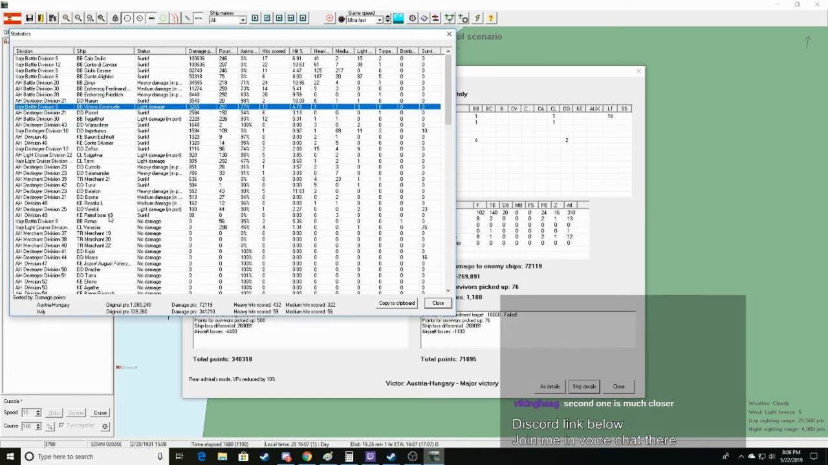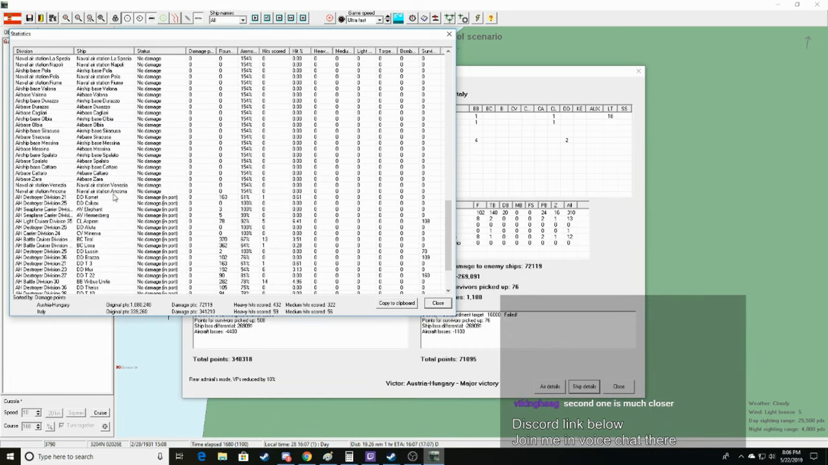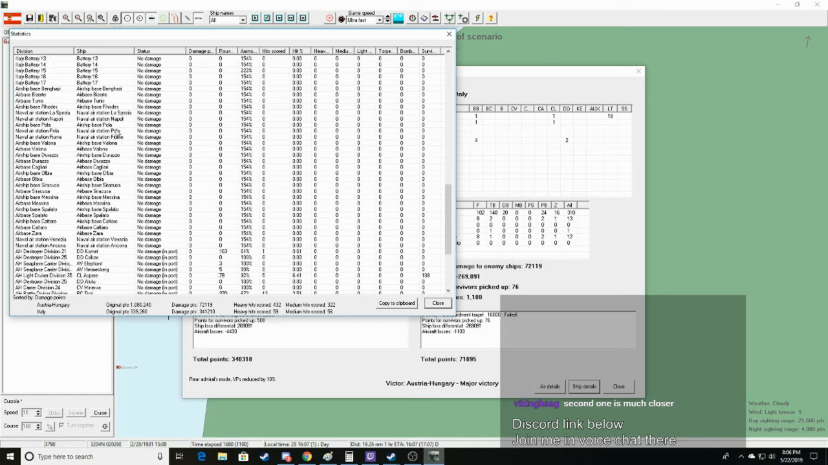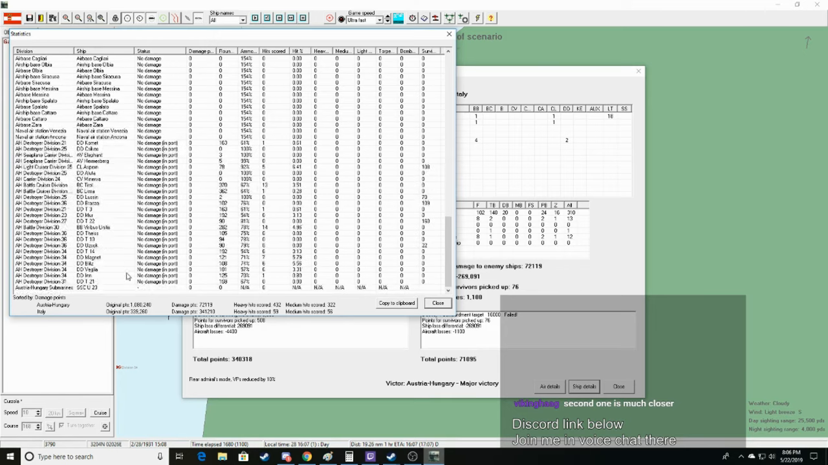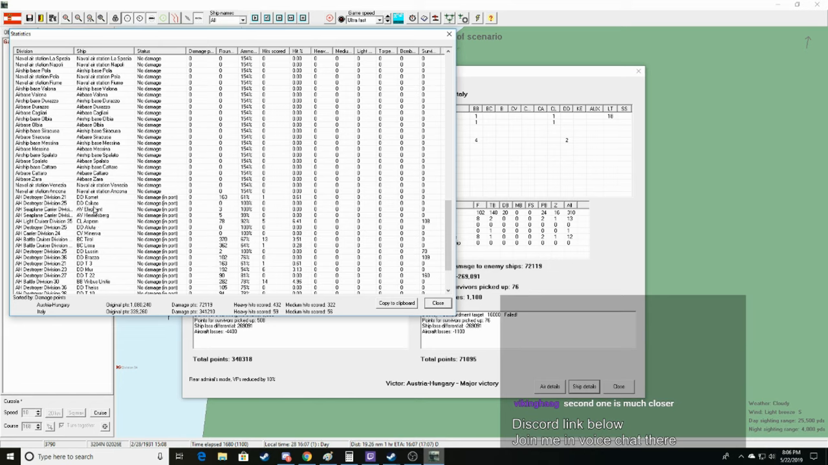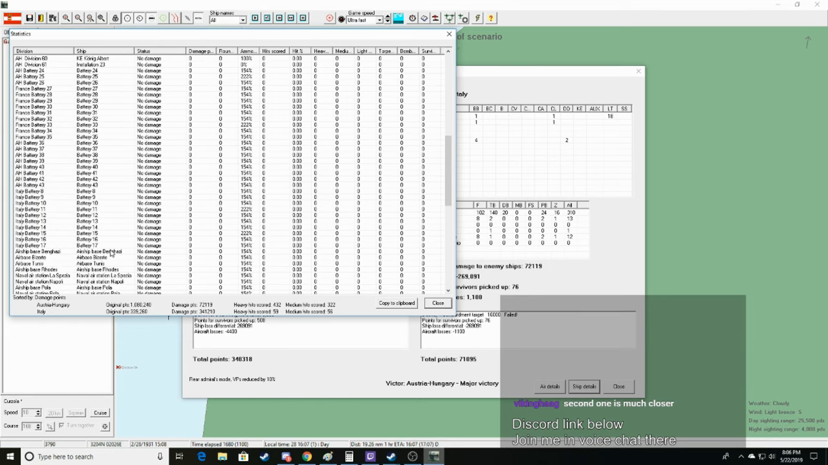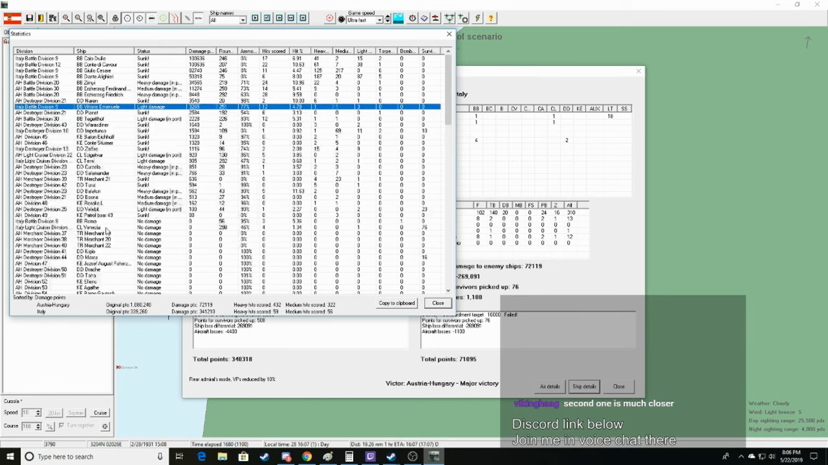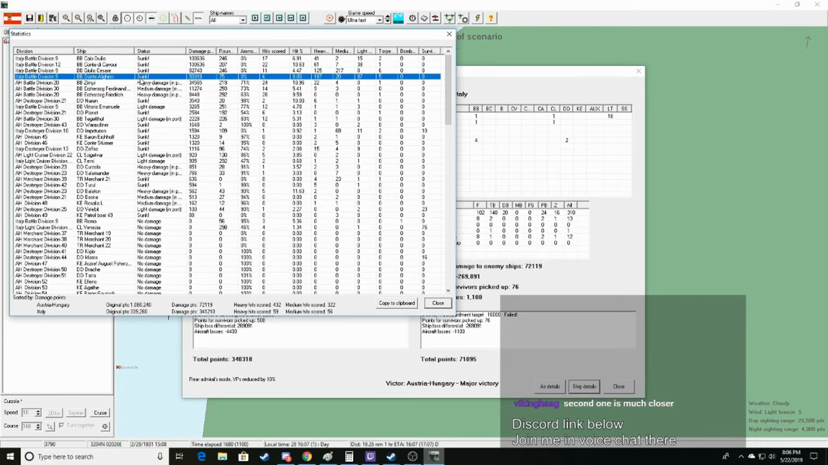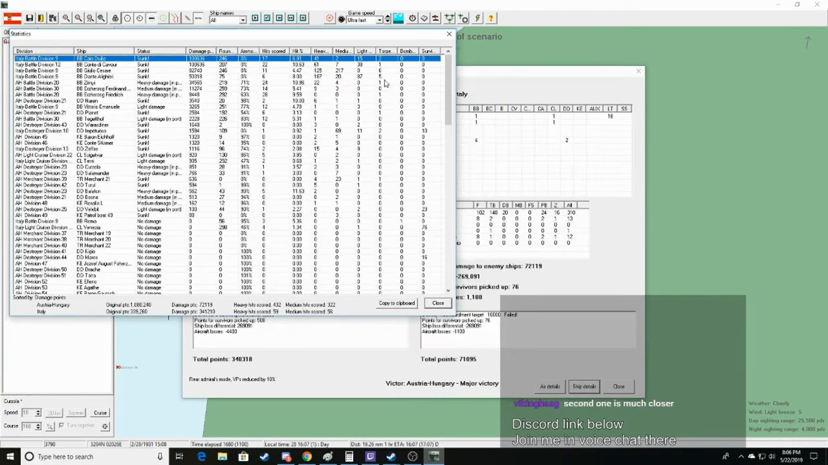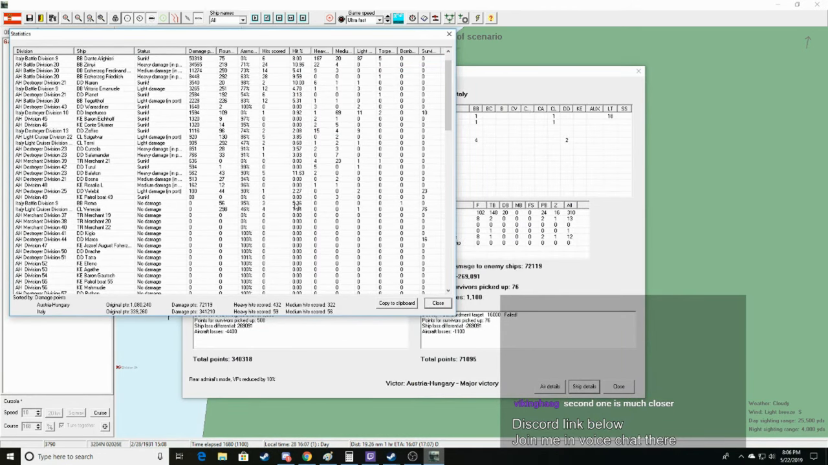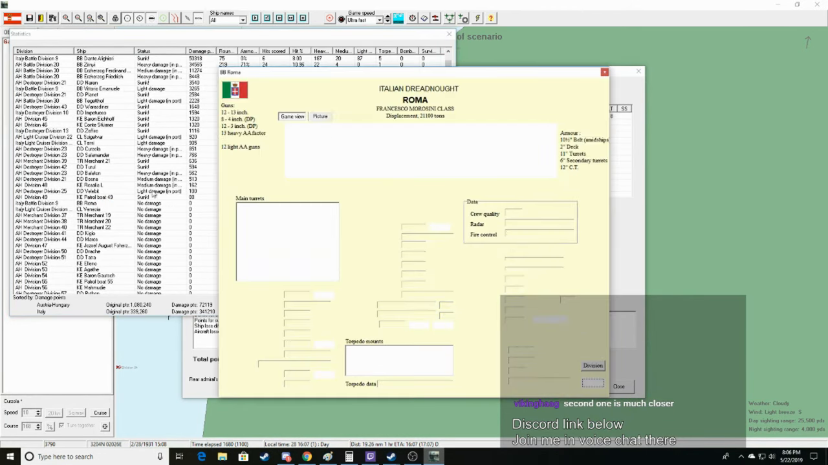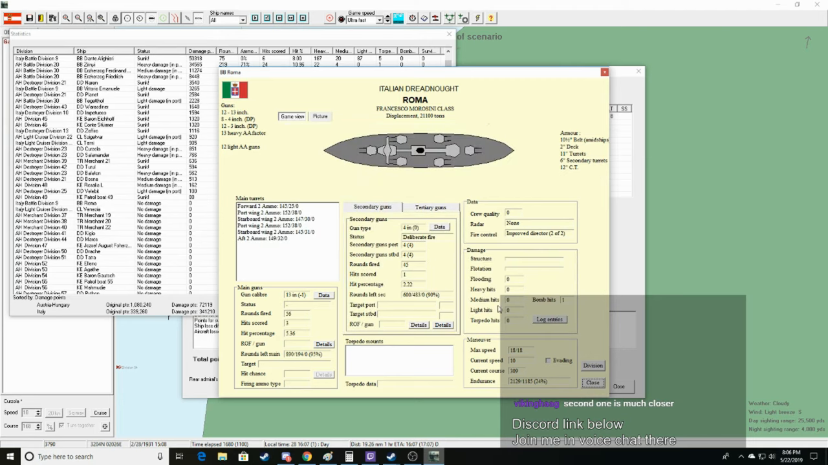So, our carrier, where are you on? Okay. Where is our carrier? The carrier survived without any damage, and I want to see if I can see what its aircraft hit. I don't actually think I can. So, we look at bomb hits. One bomb hit on the battleship Roma.